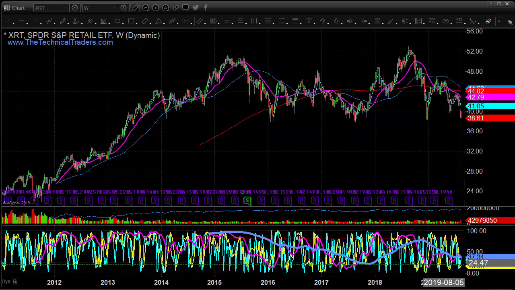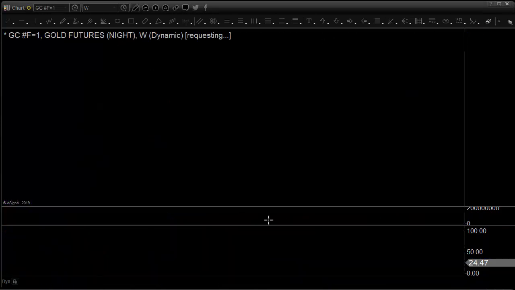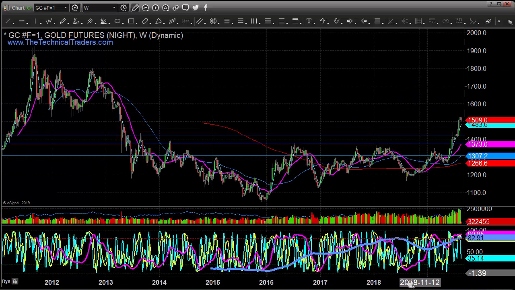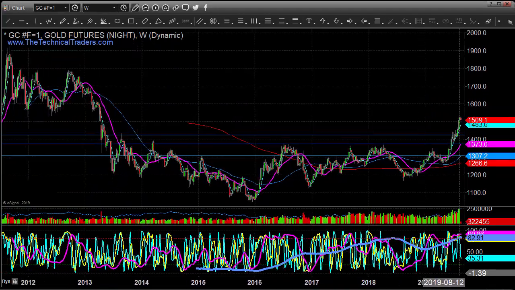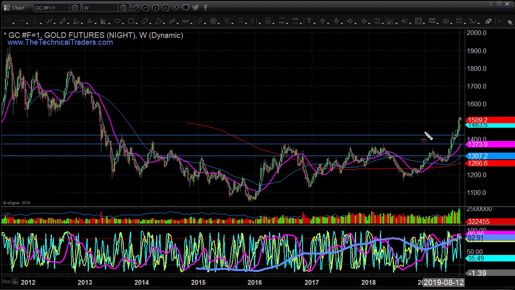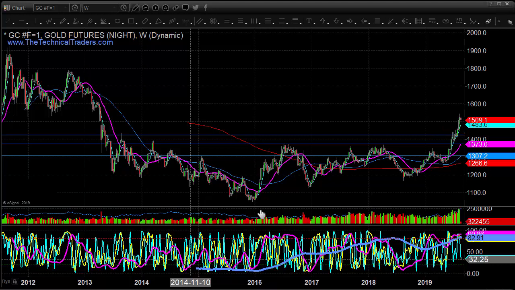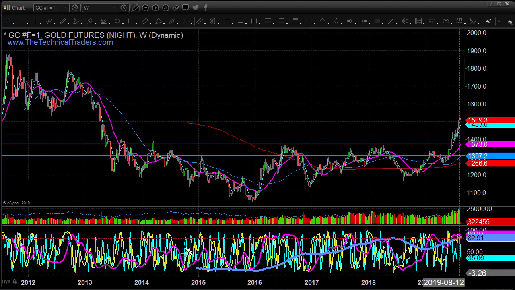Now let's take a quick look over at gold. Gold, we closed our gold position last week, more or less. Let me just zoom back a bit here. If we look back in gold, you can see here we hit a pretty major resistance area in the chart. If you take a look at gold, it came back.